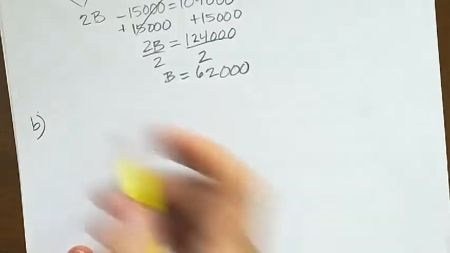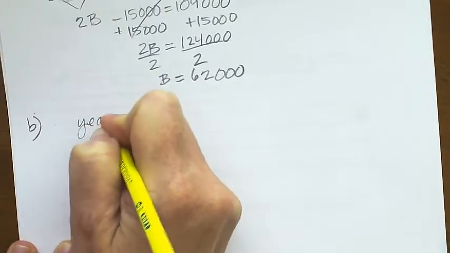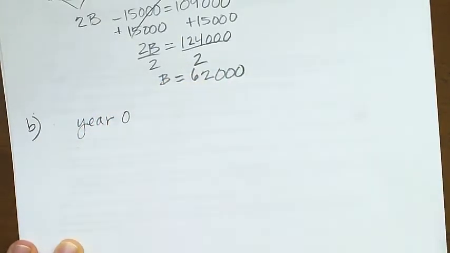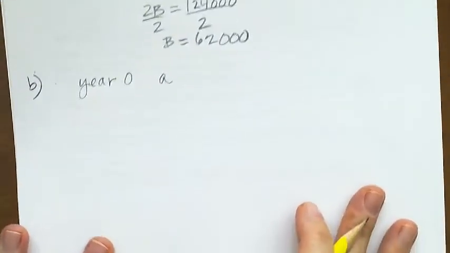I know that's really small, but hopefully you've got that extra tab up. So I'm going to just think about this. At year 0, the price is, I'm just going to call it A.